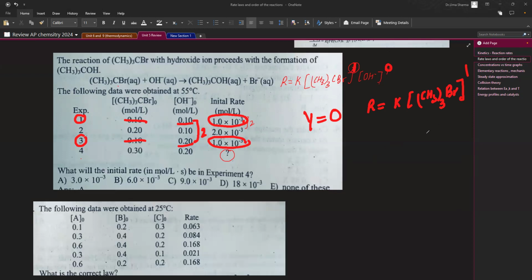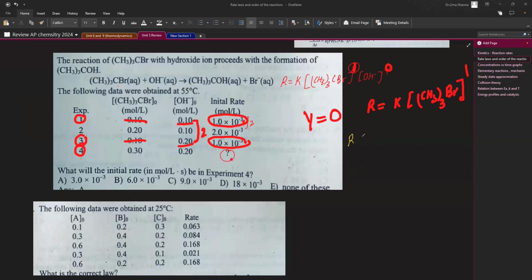You're understanding this, Sudeep? Okay, good. Now I know the rate law. Now they're asking me this question. What will be the initial rate in experiment 4? Initial means when the time is just started, 0 time. You are just mixing them initially.